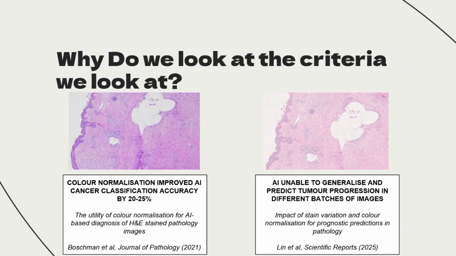So why do we look at the criteria that we look at? There's a lot of literature out there that explain the importance of how colour can impact AI in the future. So these are just two examples.